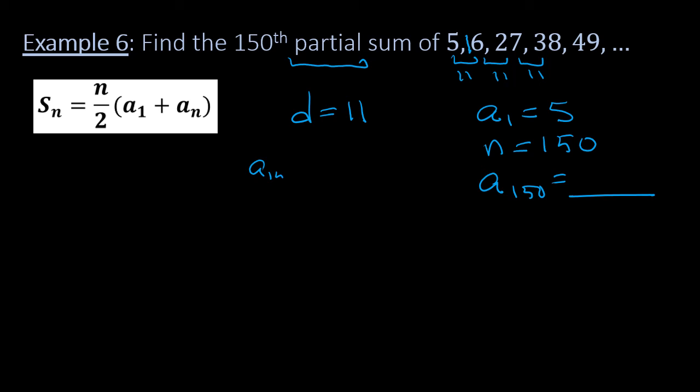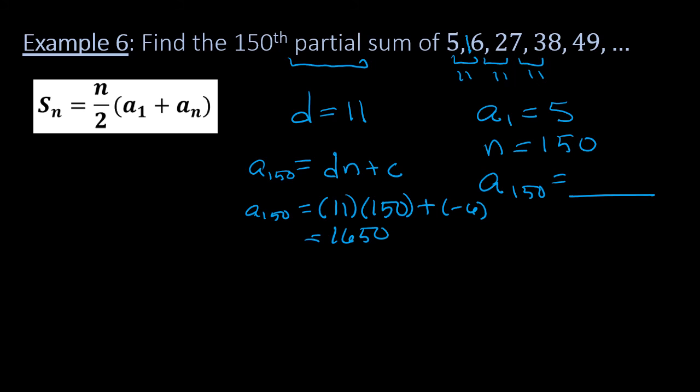So a sub 150, and if I think of dn plus c, so my 150th term is my common difference, which is 11, times n, 150, and c is going to be my first term minus 11, so c is negative 6. So if I take 11 times 150, I get 1,650 minus 6 equals 1,644.